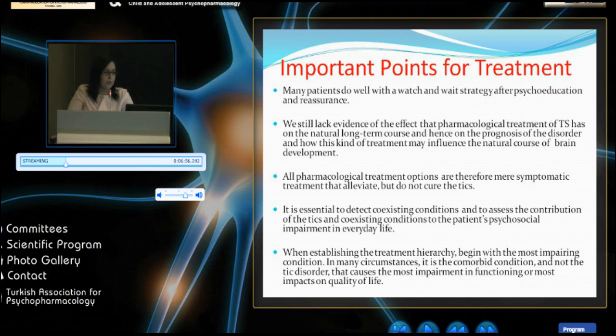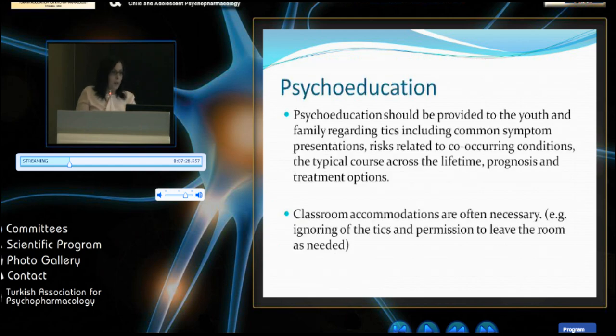It is essential to detect coexisting conditions, comorbidities, and at this point we have to understand the tics and the comorbidities and their influence on the life quality and functionality of the children. So these comorbidities should be examined very well. And when we are establishing the treatment hierarchy, we should begin with the most impairing condition. That's how the treatment plan should be made, because in many circumstances the comorbid condition is more influential on the functions rather than the tics.